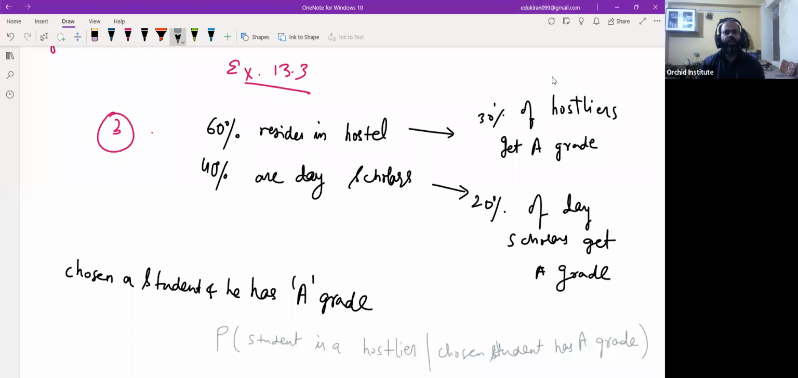So first thing is to identify the mutually exclusive and exhaustive events. What are those? Give them their name. And then event A that you have to find out, which may be common with many.